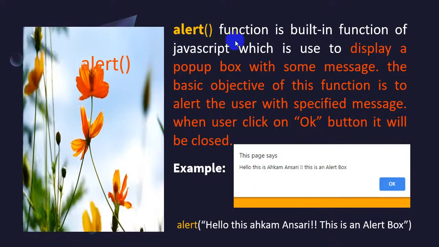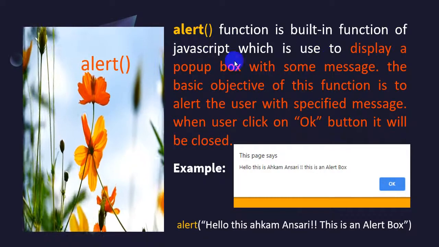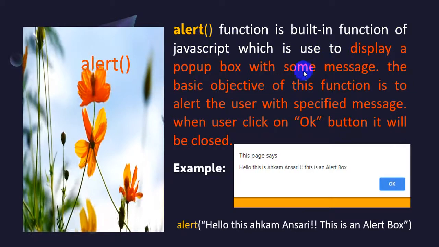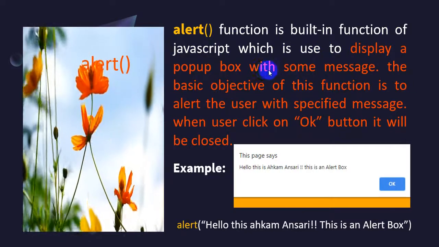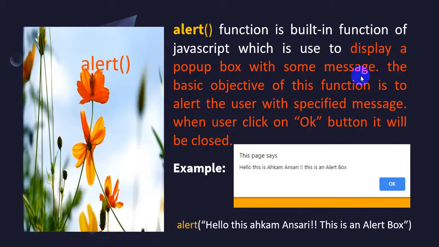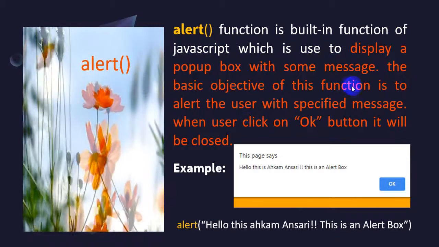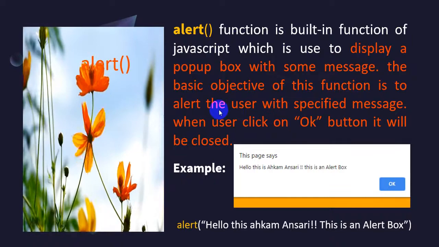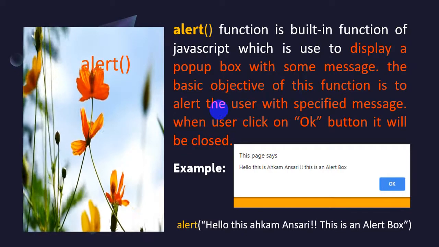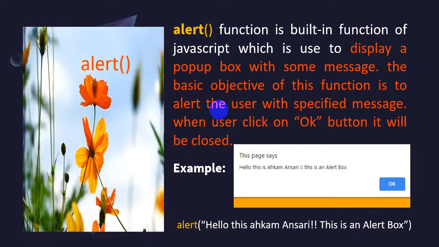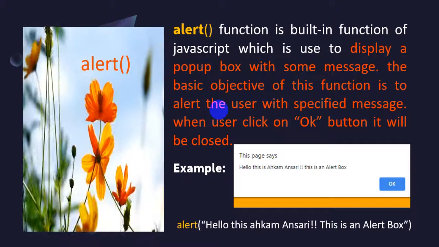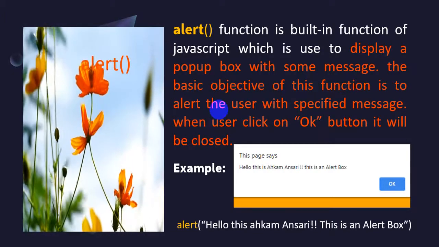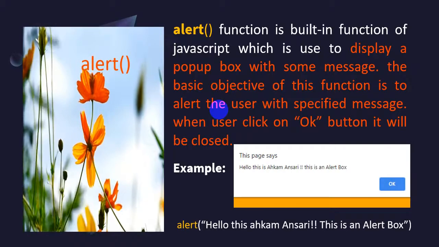So the alert function, as I told you, is a built-in function of JavaScript which is used to display a pop-up box with some message. This is very important. A pop-up box with some message, and the basic objective of this function is to alert the user. Means, if you are running any application and any pop-up box appears on your screen, the first thing you have to do is confirm it. You have to click on OK, or click on Cancel, whatever option you have, whether it's an alert box or a confirm box.